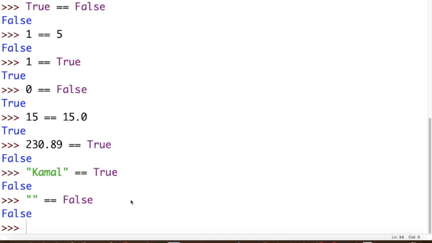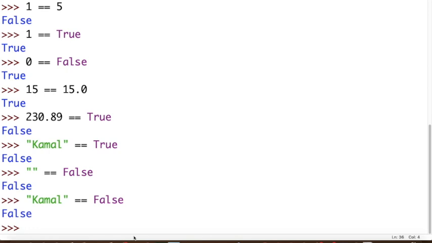Now let us come to the next question. Kamal, a string, is equal to false. We have compared Kamal with true and we have got false. That means the comparison does not stand. Now let us compare that Kamal value with false and see what is the result. It is also false. That means a string value cannot be compared either with true or with false. Both of them are giving false.